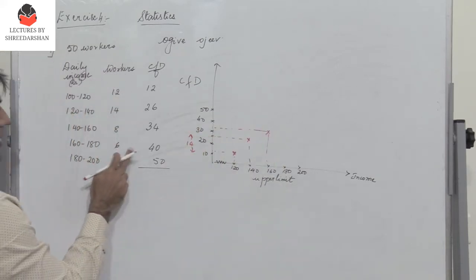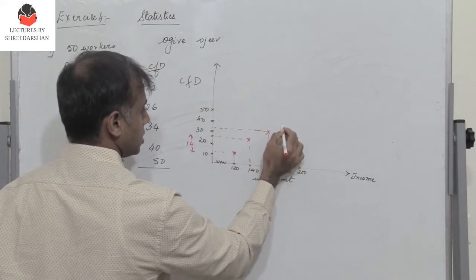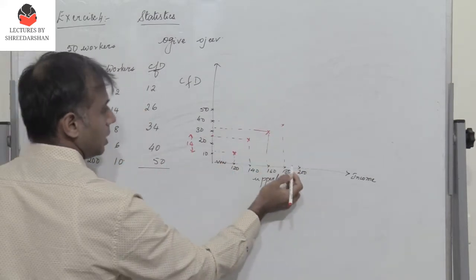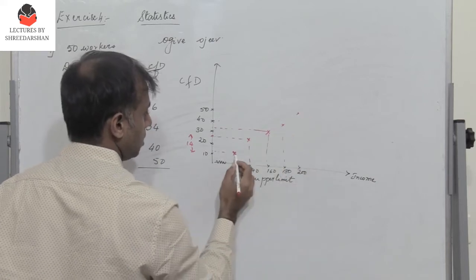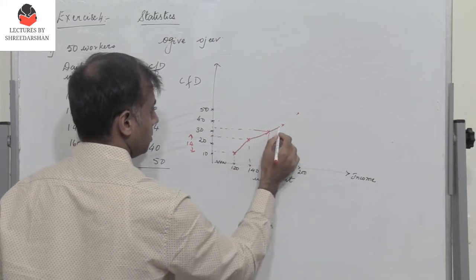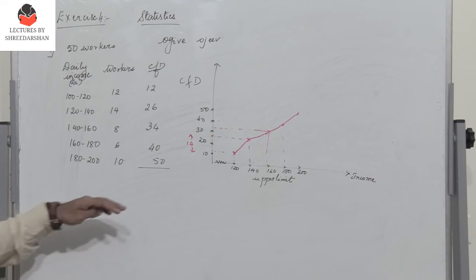And next I have plus 6, which is 40 and 160, and then I have 50 and 200, somewhere here. So I join all of them and this gives the distribution. We have converted the entire data into a graph like this.